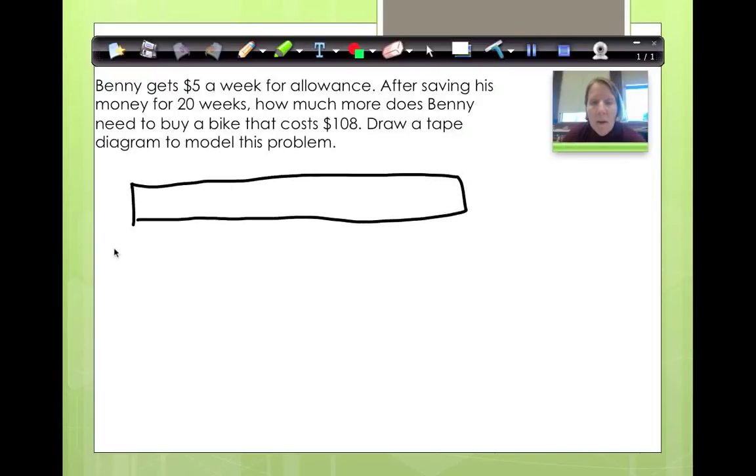Okay, so how many weeks? Because each piece of tape should be 1 week, don't you think? Because I know that he saved for 20 weeks, and I know he gets $5 a week. So I'm going to do 20 pieces of tape.